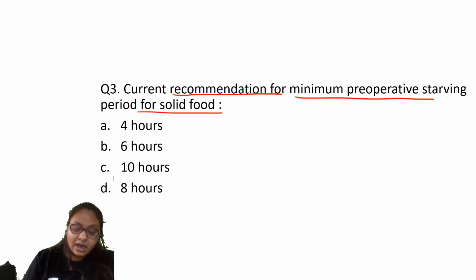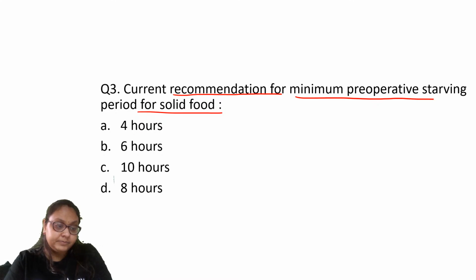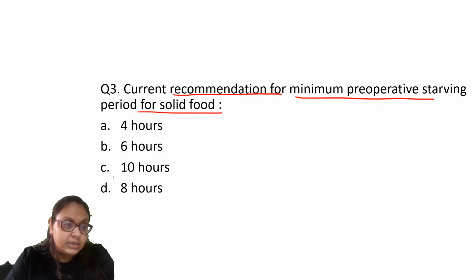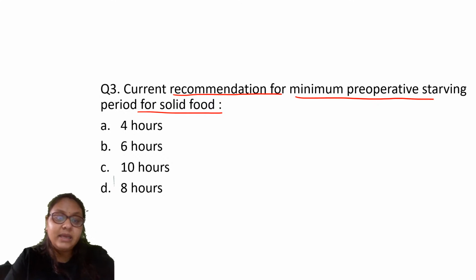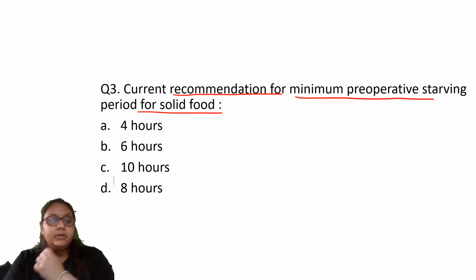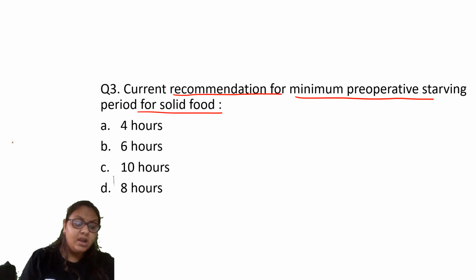Minimum preoperative starving period for solid food. Dr. Ragul, what should be the answer for this? Is it D? The starving period for solid food: A, 4 hours, B, 6 hours, C, 10 hours, or D, 8 hours? What should be the answer for this? Okay. Yes, it is 8 hours.